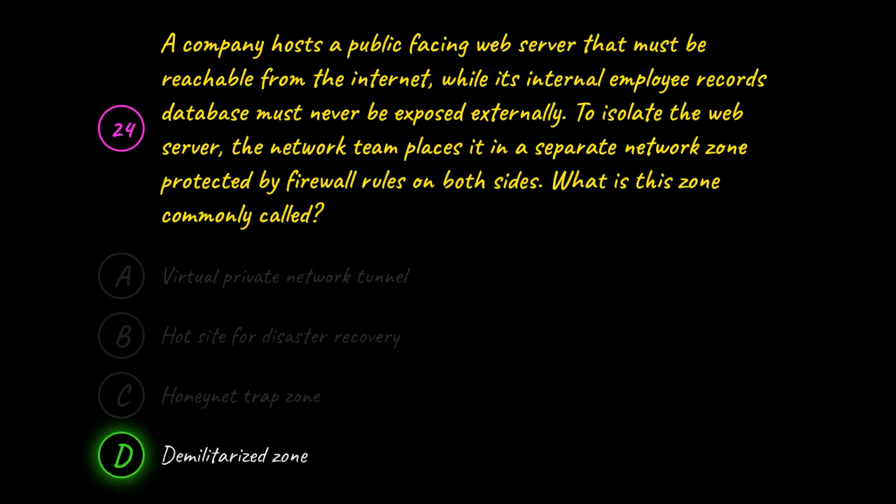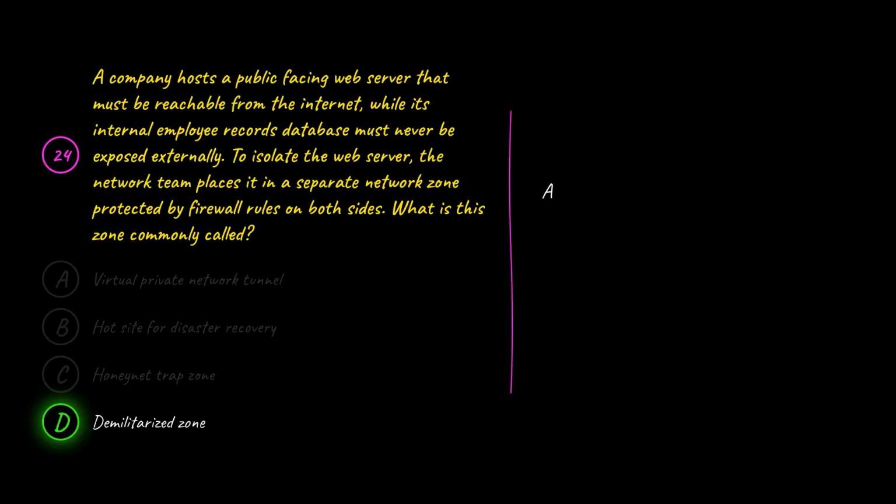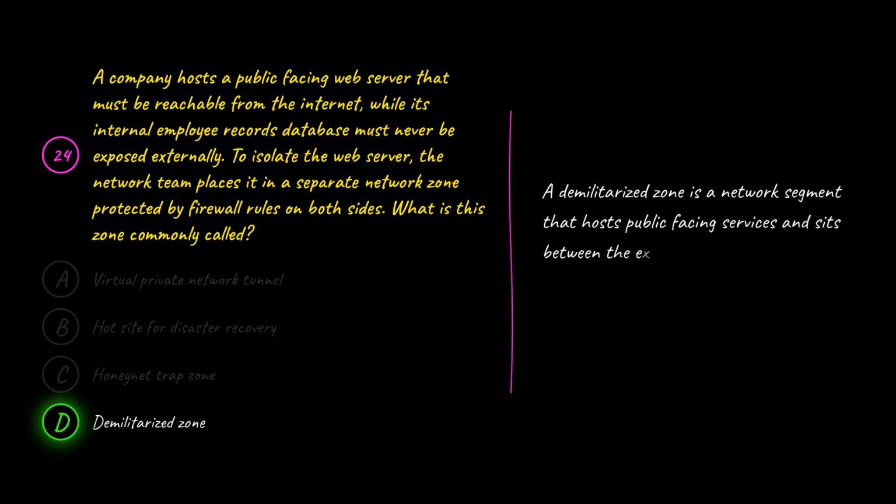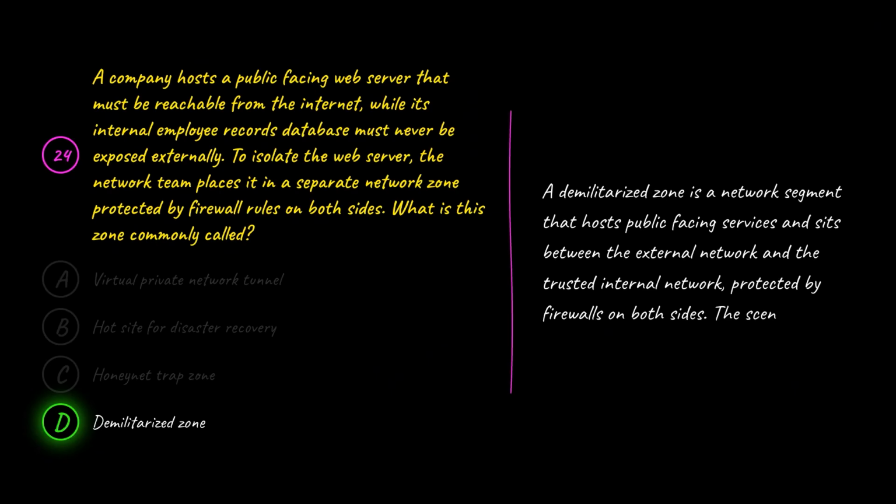The correct answer is D. Demilitarized zone. D is correct because a demilitarized zone is a network segment that hosts public-facing services and sits between the external network and the trusted internal network, protected by firewalls on both sides. The scenario matches this design exactly.